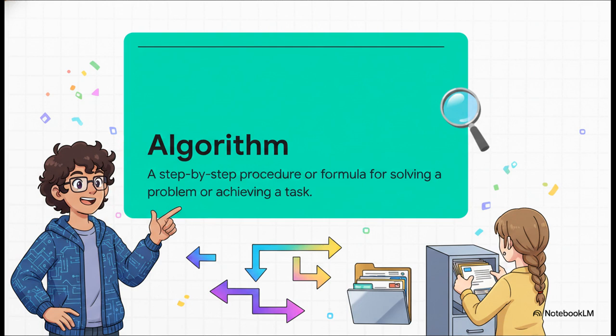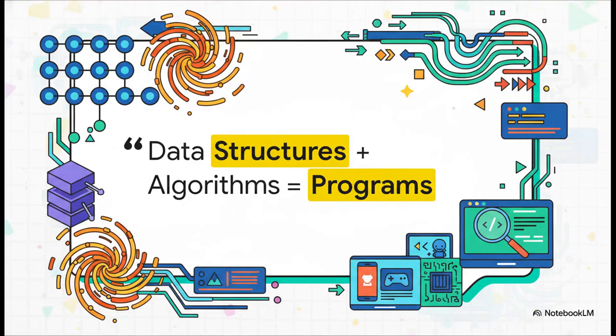But an organized filing cabinet is only half the battle. You also need a recipe, an algorithm. This is your game plan. It's the step-by-step guide you follow to actually use that organized data. How to find a specific file, how to add a new one, or maybe how to sort everything alphabetically. And here's the beautiful part. When you put those two things together, you get this incredibly powerful, elegant idea that is the foundation of pretty much all software. Data structures plus algorithms equals programs. That's it. That's the whole game.